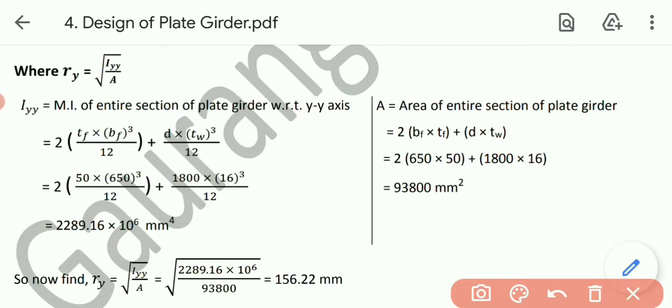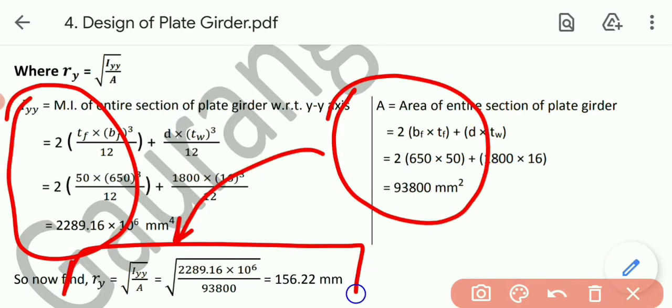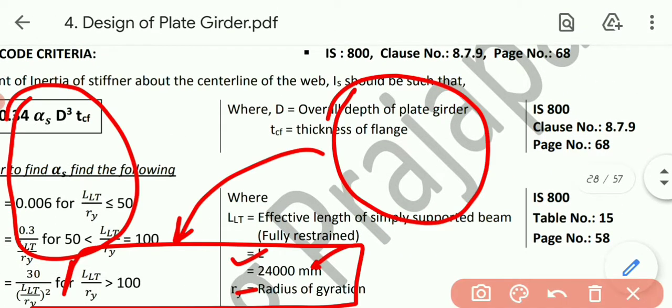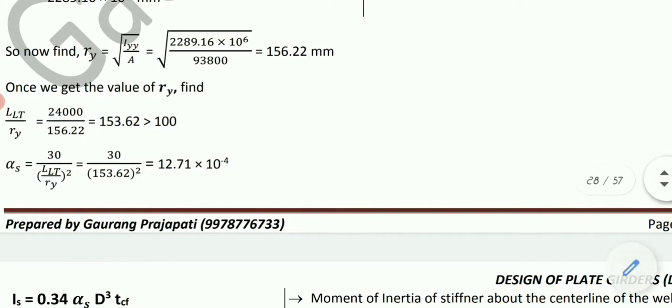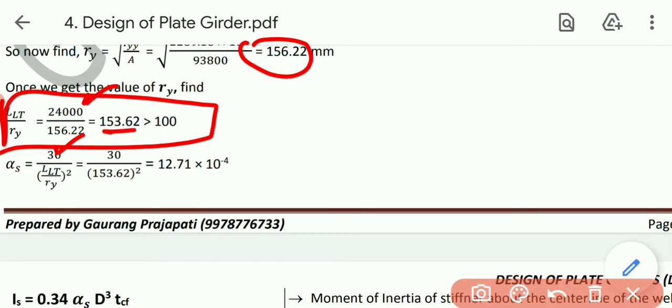So once I get the value of Iyy and area, Ry equals root of I by A. So let's put down this value Iy, that is 2289.16 into 10 raised to 6, area 93800. So ultimately I will get the answer 156.22 mm. That's the value of Ry. And we have already calculated LLD, that is L, span of plate girder, 24,000 mm. So let's do the ratio of LLD by Ry, 24,000 divided by Ry, that is 156.22. So I got the answer 153.62, which is greater than 100.